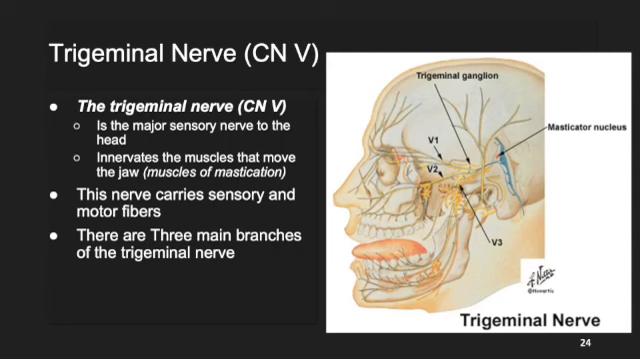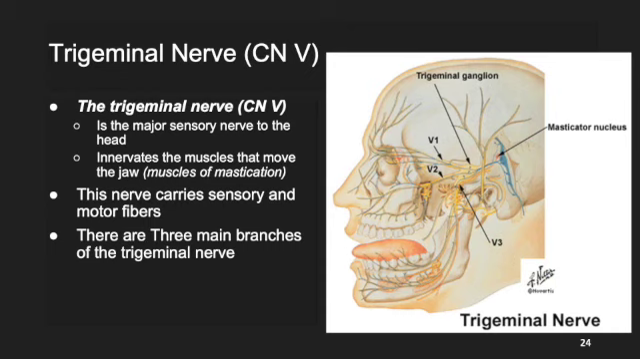So taking a look at the trigeminal nerve. So remember that trigeminal just means tri, means three. So I always kind of look at this as a trident style of nerve. It's going to have three different branches as well. Those branches are called V1, V2, and V3.